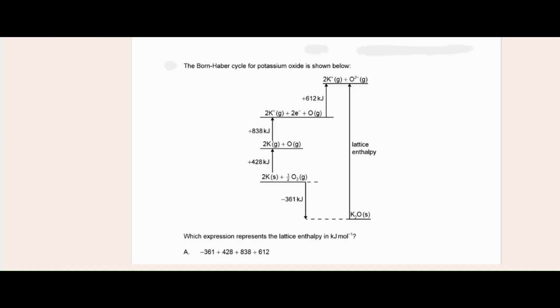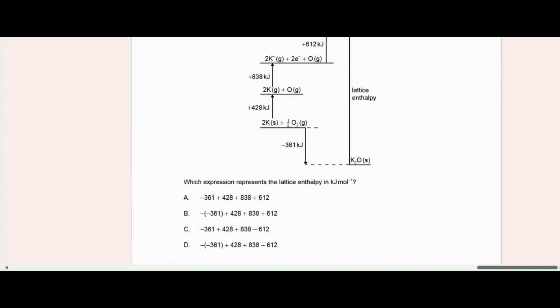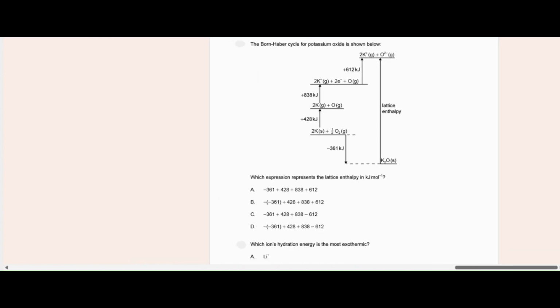Next one is a Born-Haber cycle for potassium oxide. Which expression represents the lattice enthalpy? So the way I like to think about this is this side going up there, it's got to equal this side.